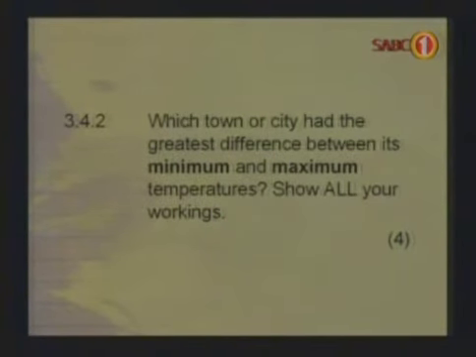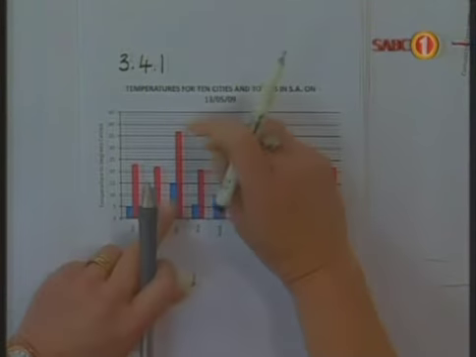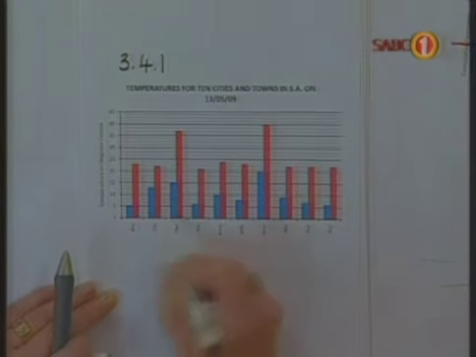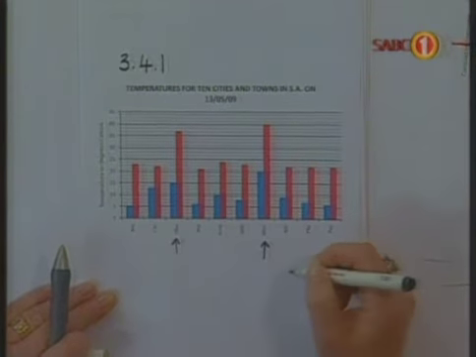Next question says, which town or city had the greatest difference between its minimum and maximum temperatures? And we had to show all our workings. So the easiest way to do that is to look at our graph. Each of these divisions is 5, and the greatest difference is going to be where the difference between our red and our blue is highest. If you go through it, you can see it's definitely between Durban and Messina.